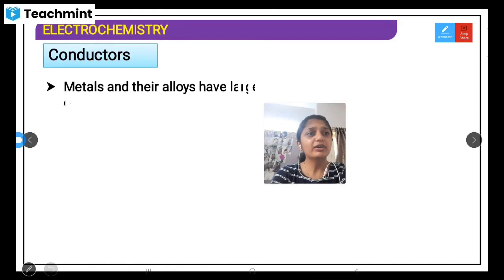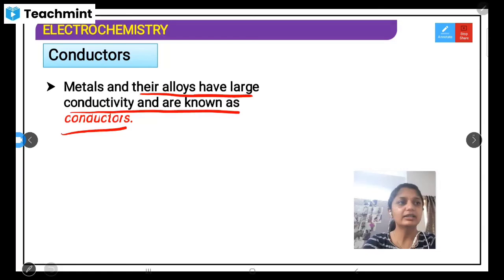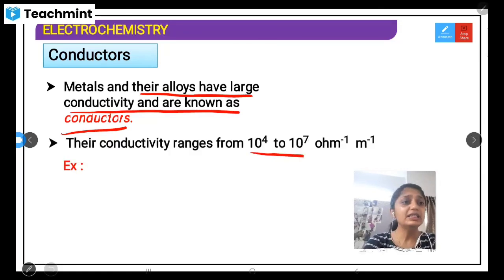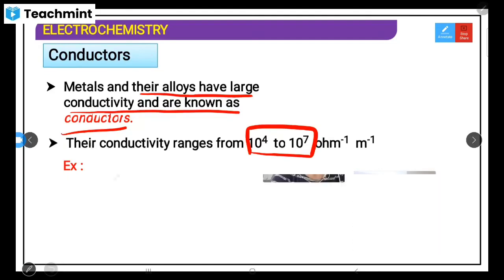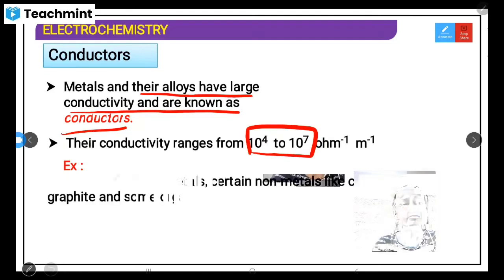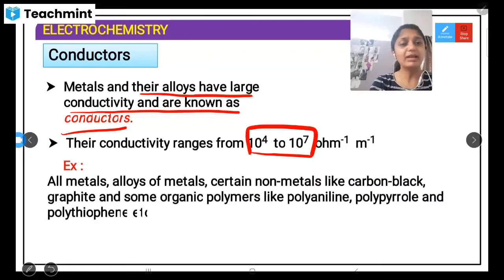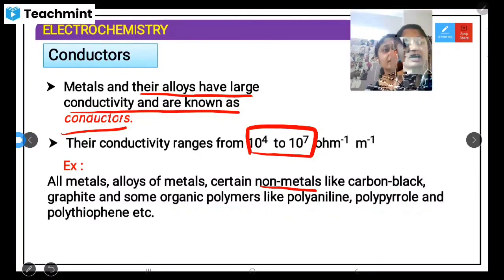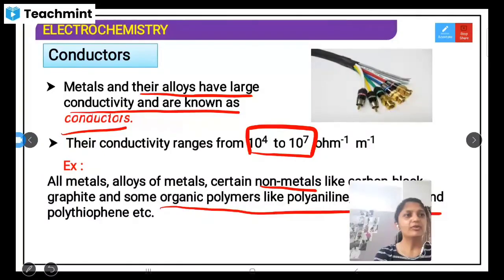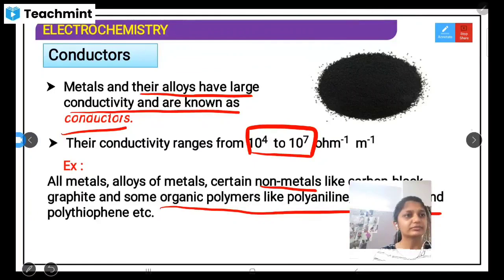Metals and their alloys have a large conductivity and are known as conductors. Their conductivity ranges from 10⁴ to 10⁷ ohm inverse meter inverse. It will come in MCQs, the range. You remember the unit of conductivity. All the metals, alloys of metals, and certain non-metals like carbon black and graphite are conductors. We have some exceptions: non-metals that are still conductors, such as carbon black and graphite. Some organic polymers like polyaniline, polypyrrole and polythiophene are examples of conductors. The picture is shown here. Carbon black.